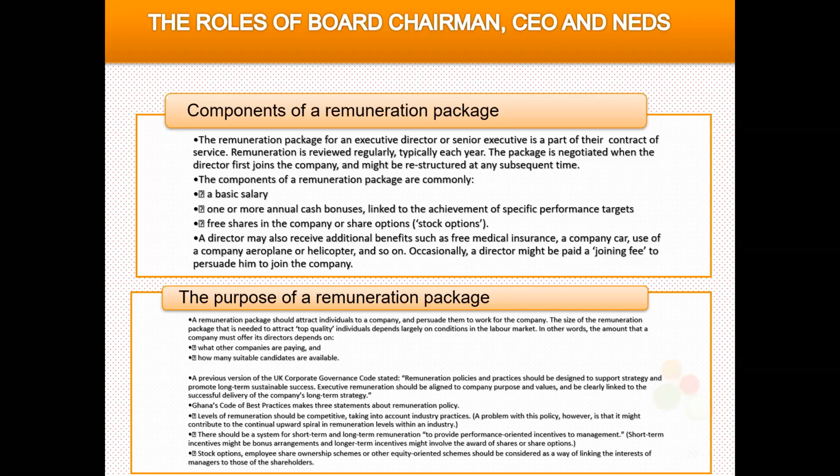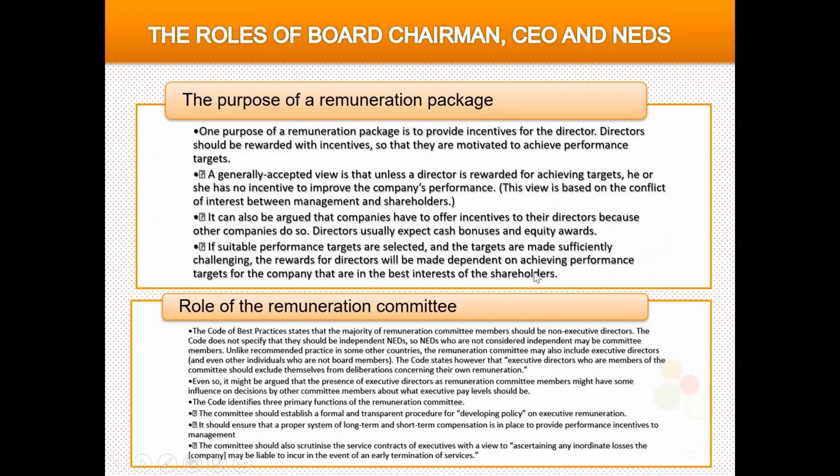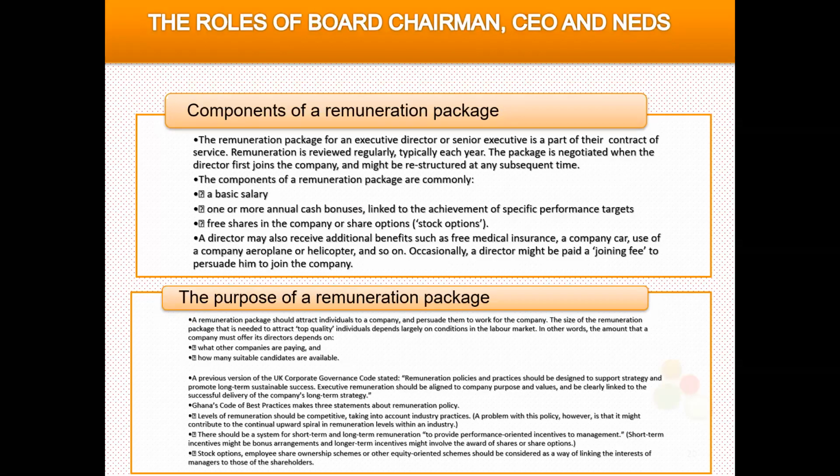The components of a remuneration package, when we looked at Satya Nadella's compensation, we saw that it was composed of 1, a basic salary, 2, one or more annual cash bonuses, and 3, stock options or share options. So those are the components of a remuneration package. A director may also receive additional benefits such as free medical insurance, company car, use of company aeroplane, helicopter. Those are add-ons. The purpose of a remuneration package.